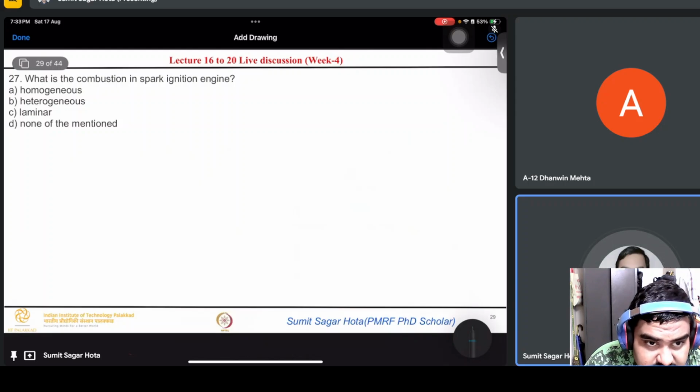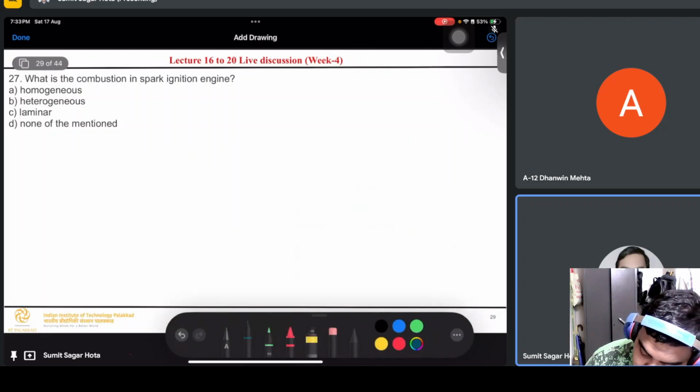What is the combustion in an SI engine, spark ignition engine? Combustion in an SI engine is always homogeneous, and in a compression ignition engine, that is the CI engine, it's always heterogeneous combustion. Because in SI there is better air-fuel mixing, and here there is a high amount of fuel, due to which there is heterogeneous combustion.